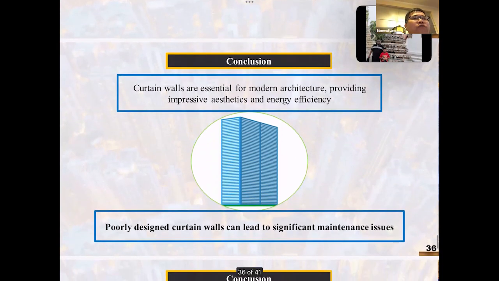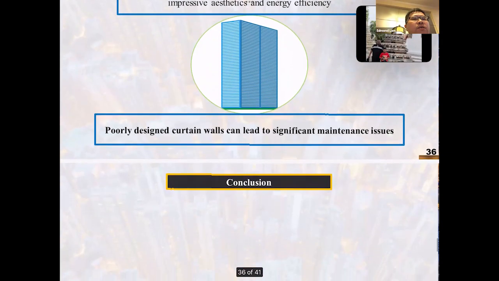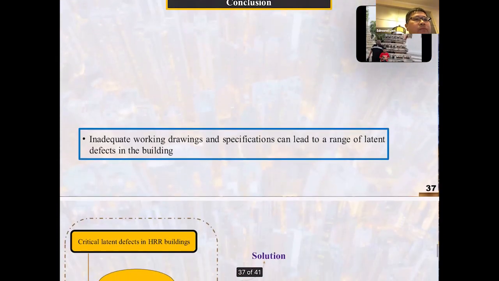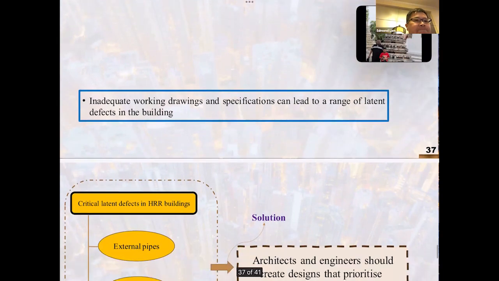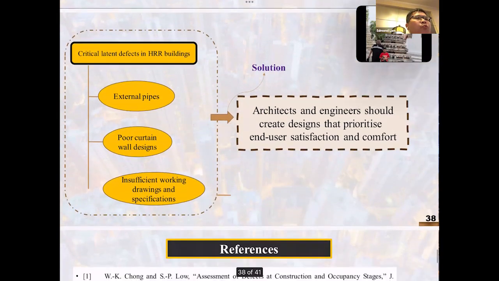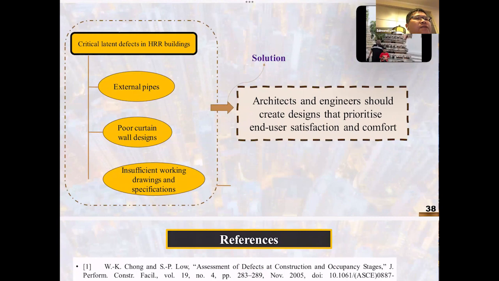Curtain walls are essential for modern architecture, providing impressive aesthetics and energy efficiency. So poorly designed curtain walls can lead to significant maintenance issues. What's more, inadequate working drawings and specifications can lead to a range of latent defects in the building. On the other side, we have identified the critical latent defects in high-rise residential buildings, including external pipes, poor curtain wall designs, and insufficient working drawings and specifications.